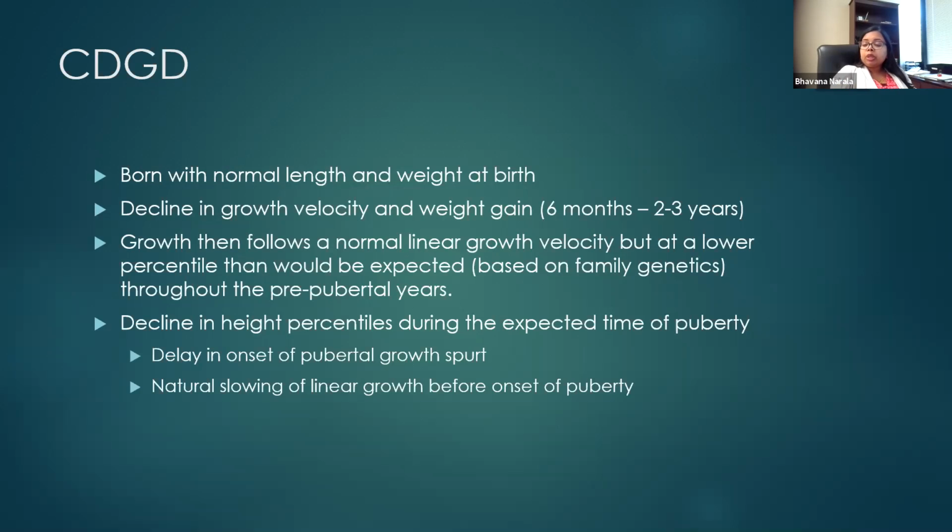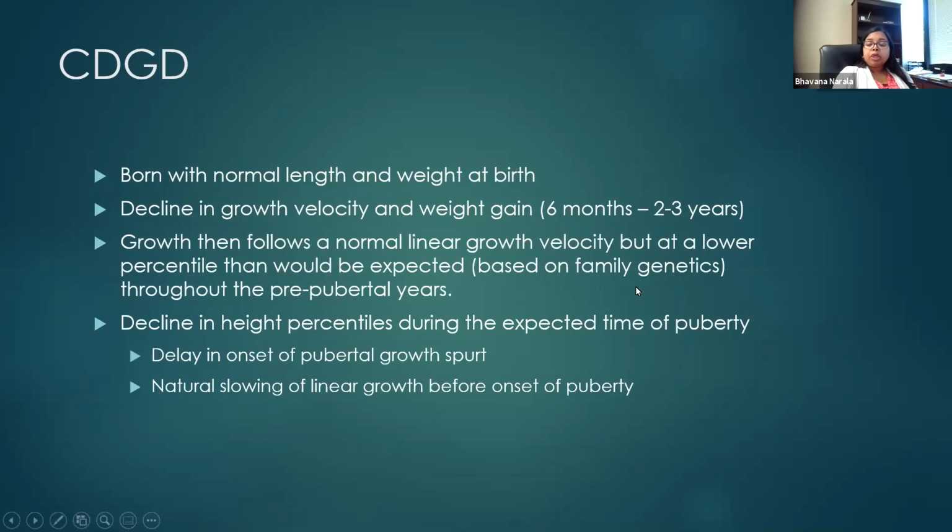So, even though they're growing at maybe the fifth percentile, or less than that, they are still maintaining that linear growth velocity up until puberty of like 5 centimeters per year or close to it. So that's your clue that there's most likely going to be constitutional delay.